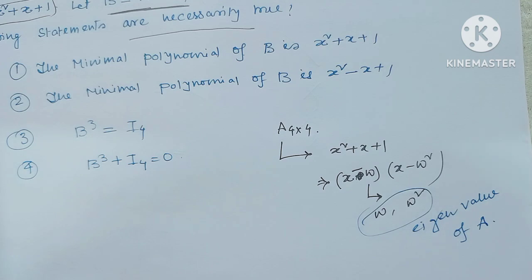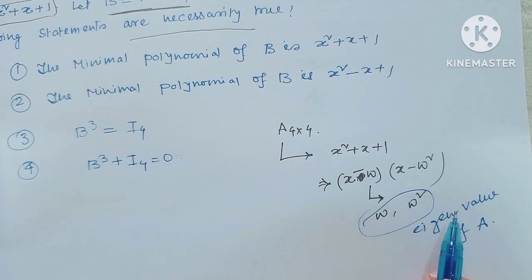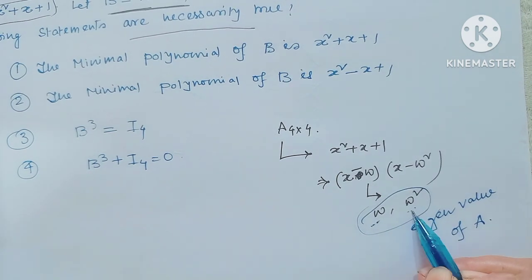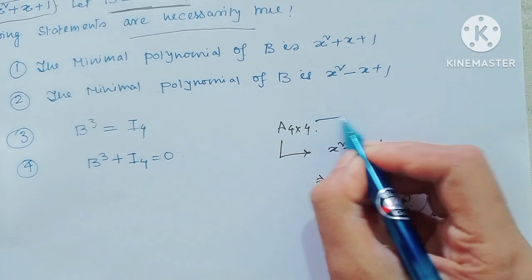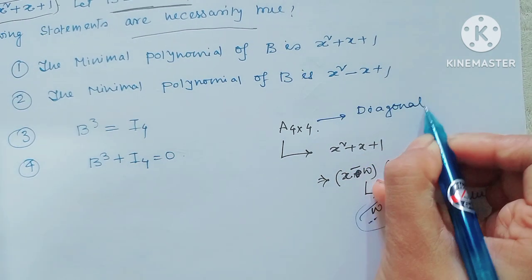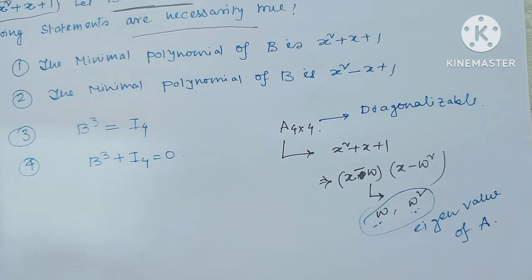And we all know if the roots of the minimal polynomial are distinct, then the matrix is diagonalizable. Since here the roots of the minimal polynomial are omega and omega square, matrix A is diagonalizable. That means I have got that the matrix A is diagonalizable.